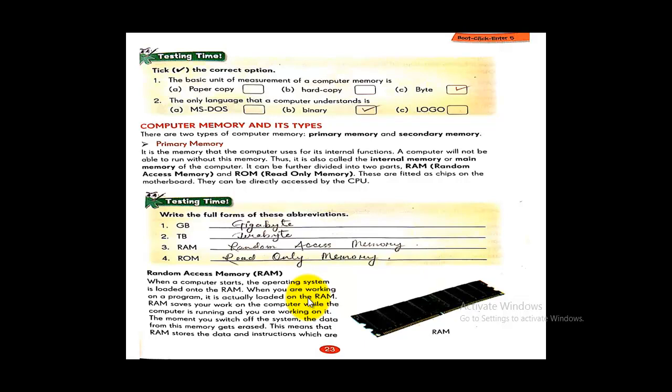Suppose if you are writing something or an application on a computer application. Now whatever you are writing, whatever you are doing, or whatever you are watching or listening, everything is loaded on the RAM. If you didn't save that application that you are writing, then suddenly if the computer turns off, what you have written will all be erased automatically.